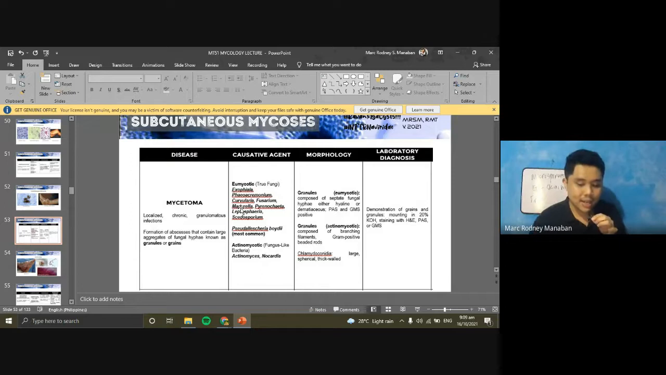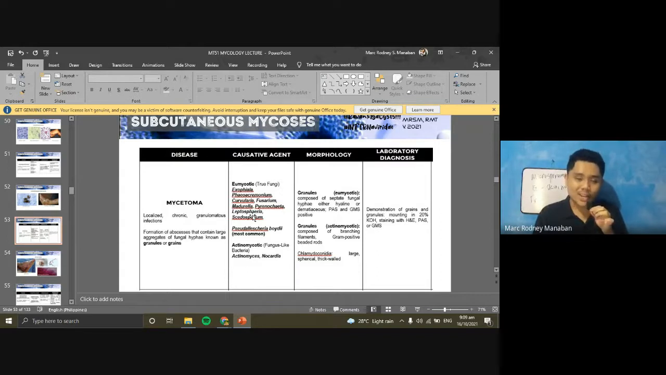Eumycotic mycetoma can be divided into black grain mycetoma or white grain mycetoma. Black grain is usually caused by Exophiala, because the granules produced are black. Pseudallescheria boydii usually causes white grain mycetoma, because the granules produced are white in color. That's for eumycotic, the true fungi mycetoma. And for Actinomyces, remember lumpy jaw and sulfur granules, press the buzzer, that's Actinomyces, the branching filamentous bacteria.